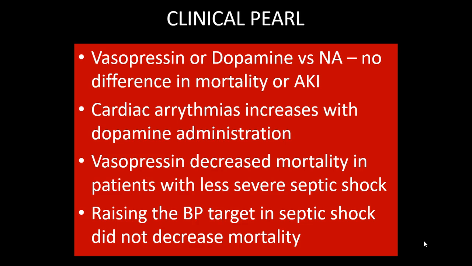They are more or less similar, but still, as per the Surviving Sepsis guidelines, we say norepinephrine followed by epinephrine or vasopressin. Cardiac arrhythmias are increased with dopamine administration. Vasopressin only decreased mortality in patients with less severe septic shock. Raising the blood pressure in septic shock was not associated with any reduction in mortality.